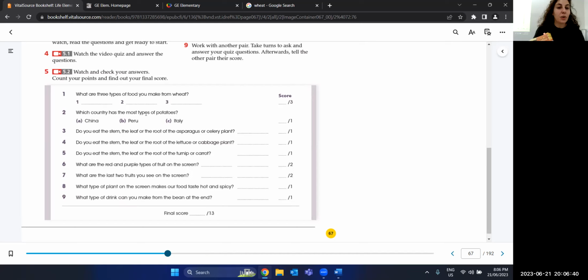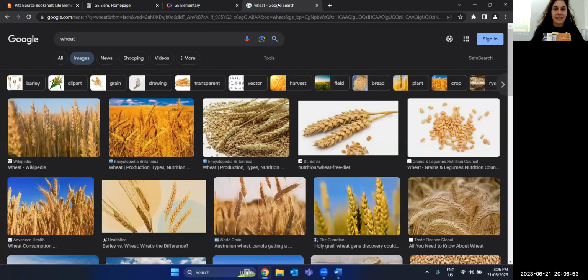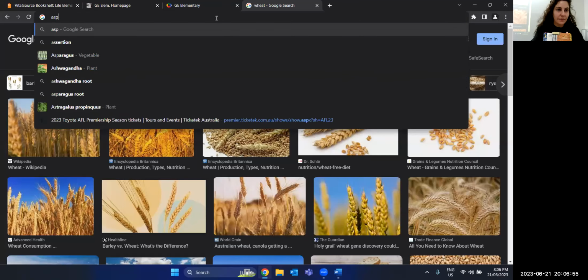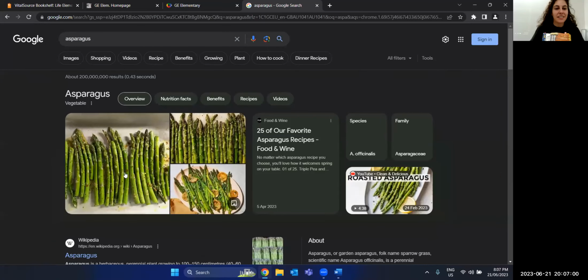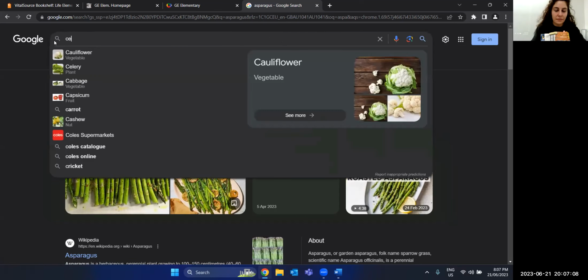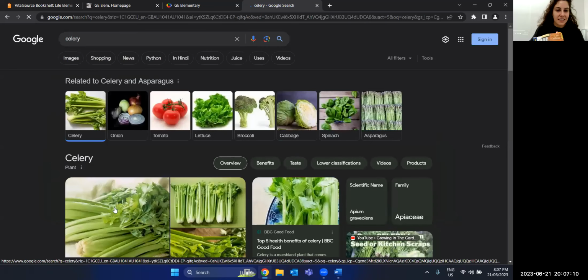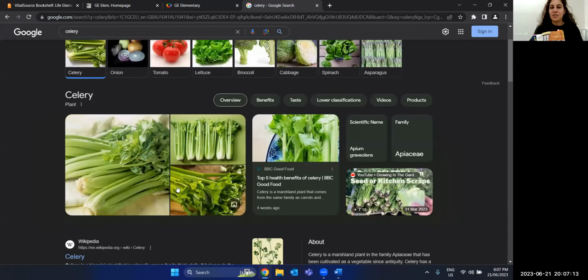Which country has the most types of potato? I think I know the answer already. Do you eat the stem, the leaf, or the root of the asparagus or celery plant? So this is asparagus. One of my favorite. I love this one. Asparagus and celery. Celery is this one. You put it in salad or stir fry.